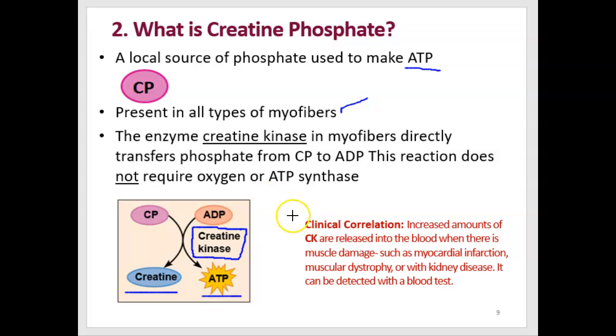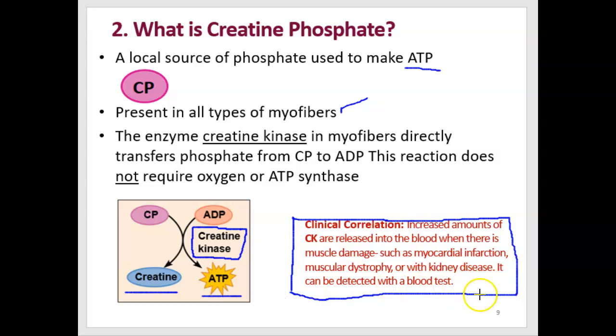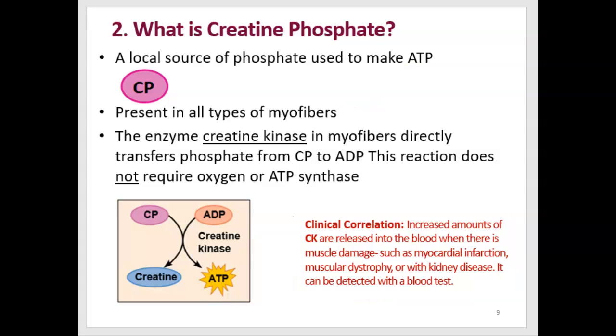Now there is a clinical correlation with this creatine. Increased amounts of creatine and creatine kinase both are released into the blood when there's some sort of muscle damage, even in heart muscle damage, like myocardial infarction or muscular dystrophy, even with kidney disease. So when clinicians suspect muscle damage, either heart or skeletal muscles, they can order a blood test and measure for levels of creatine and creatine kinase.